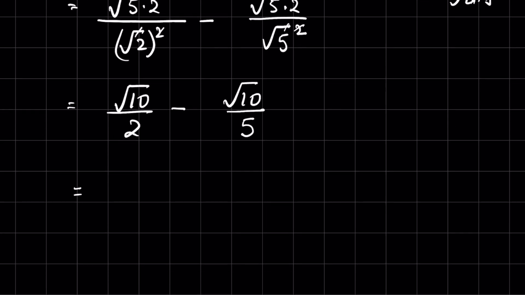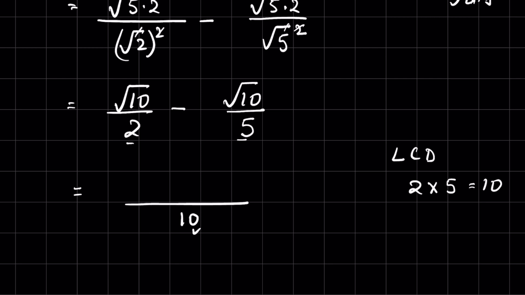Now we can find the LCD of the denominators. 2 and 5 are prime numbers, so for prime numbers we multiply both the numbers, so the LCD will be 10. So write 10 here. Now 10 divided by 2 is 5. 5 multiplied to square root of 10 is 5 times square root of 10, minus 10 divided by 5 is 2, and 2 multiplied to square root of 10 is 2 times square root of 10.